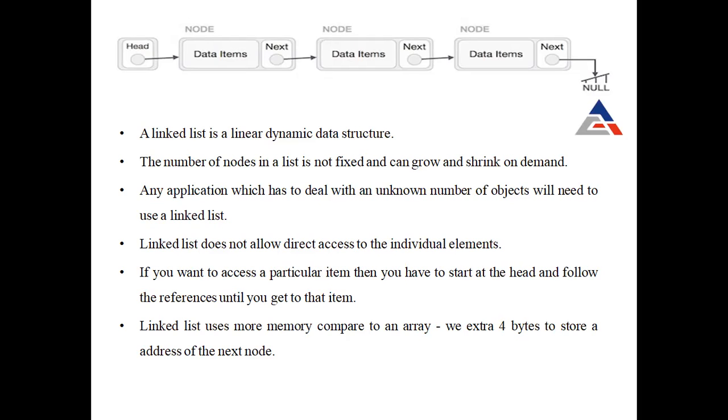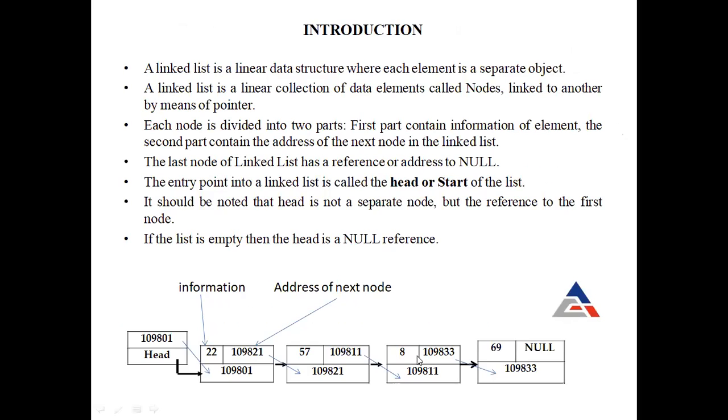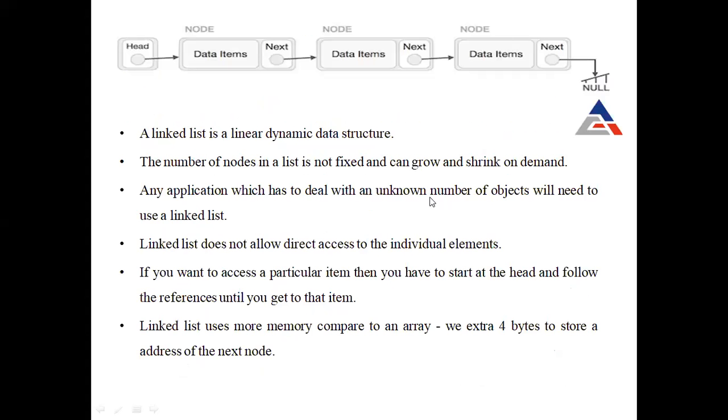So let's go back. If I want to access the element at location 109811, I cannot directly go over here. I have to go through the first node, then the second node, then I reach the third node that is at the address 109811. So it means I cannot directly reach that particular node. I have to follow a particular path. If you want to access a particular item, you have to start at the head and follow the references until you get that item.